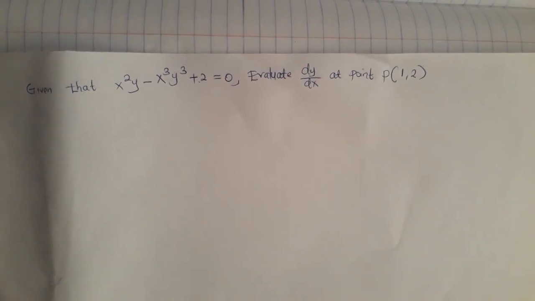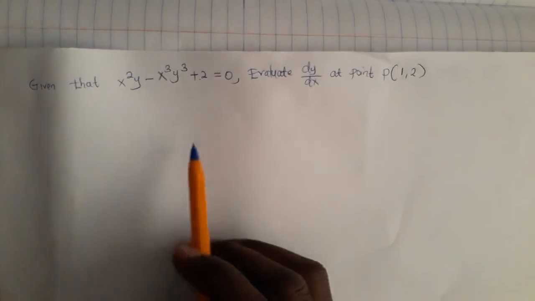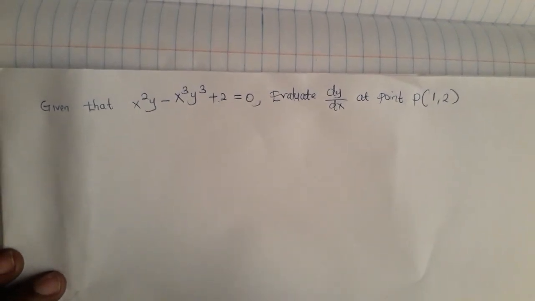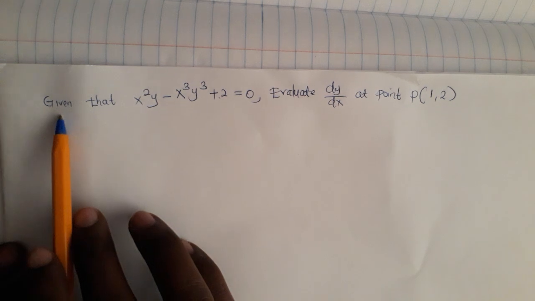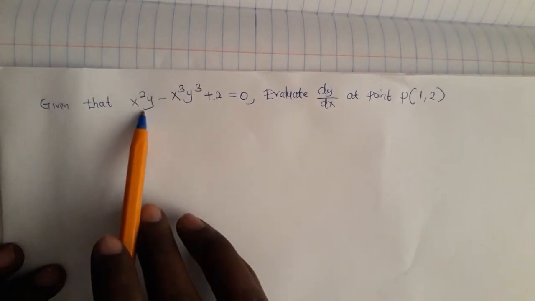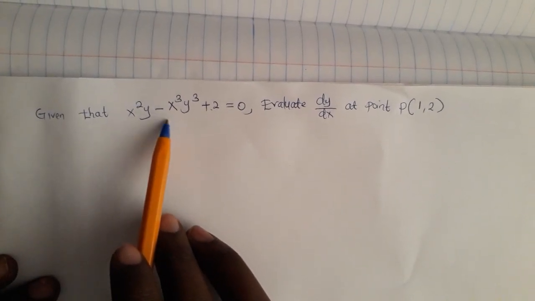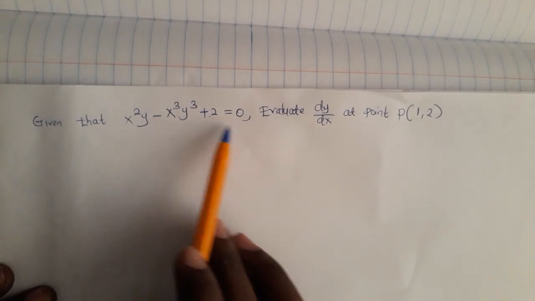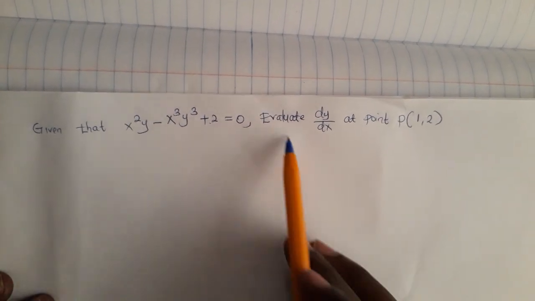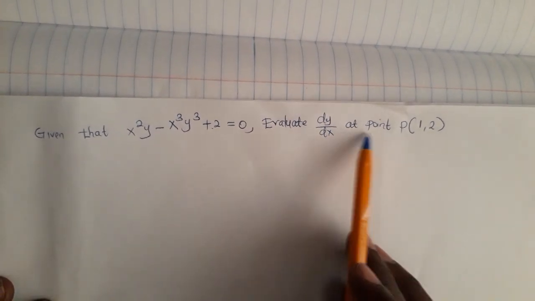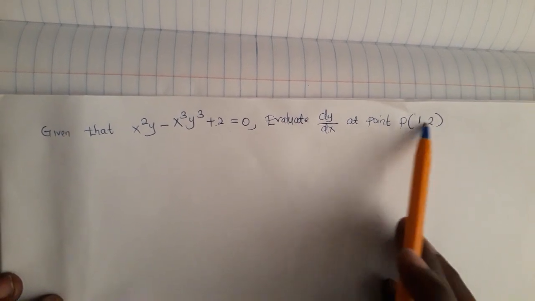Hi viewers, today I want us to look at this question on how to find the first derivative of a function. The question is this one here: given that x squared y plus x power 3 y power 3 plus 2 is equal to 0, evaluate dy over dx at point P. These are the coordinates of point P.